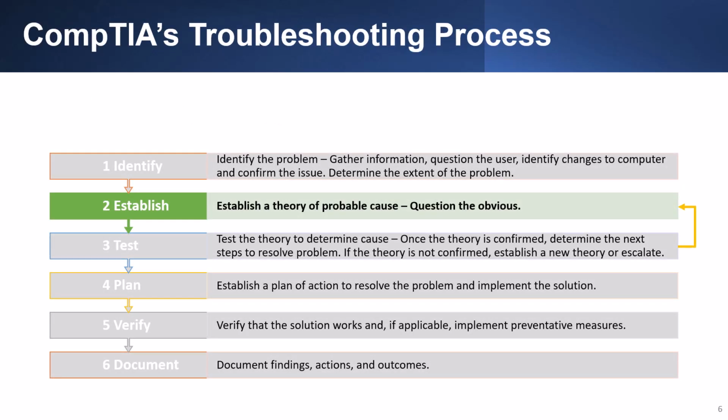The next step is to establish a theory of probable cause. You should start making a list of possible causes. Then after the list is created, start looking at the most obvious causes first and those listed items that are quick and easy to check.